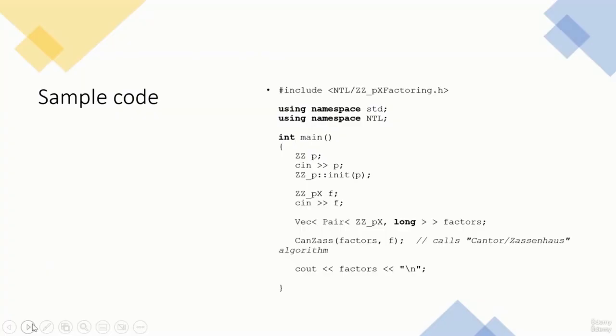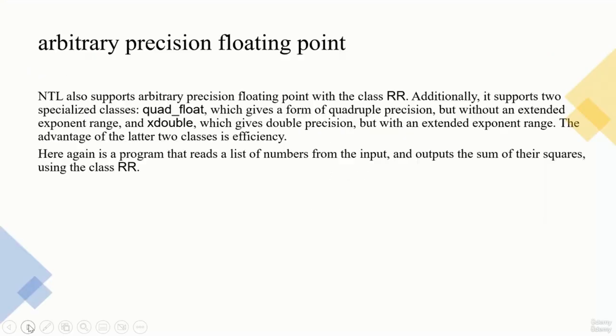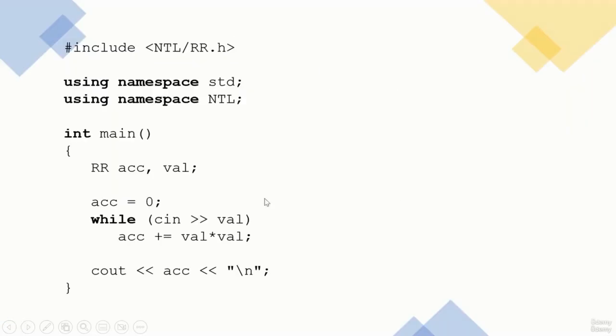NTL also has support for modular integer arithmetic. The class ZZP represents the vector. The mat ZZP represents matrices and ZZPS represents polynomials. Here P doesn't need to be a prime. For example, you will see a program that reads a prime number P and polynomial F modulo P and factors it. So here we are entering a polynomial and then we are entering another polynomial and then we are doing the factorization.